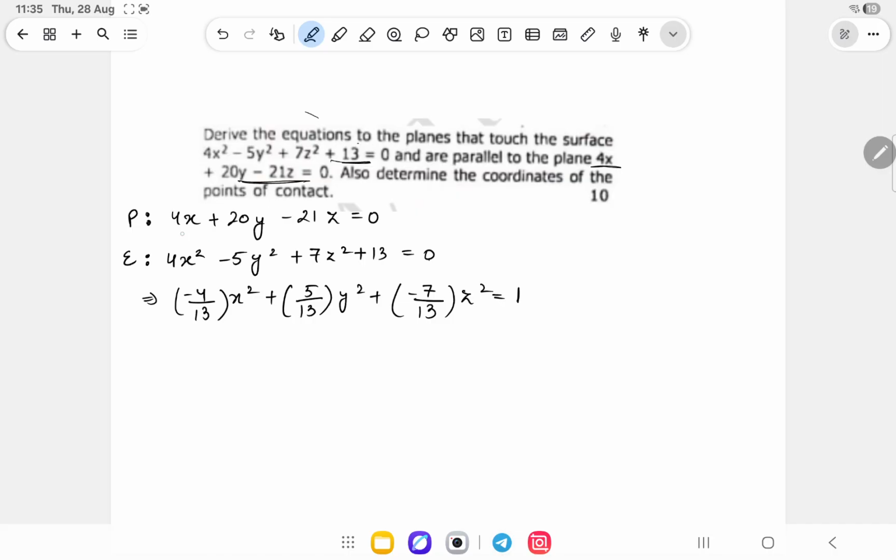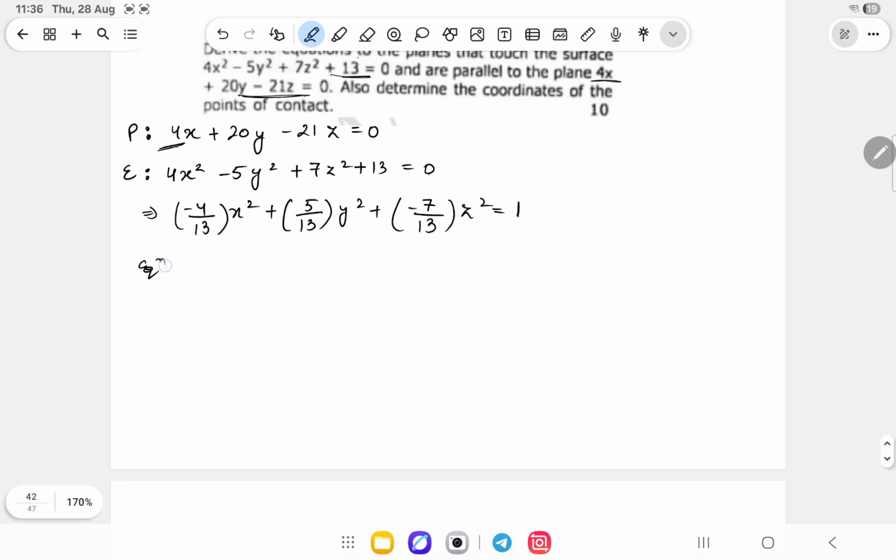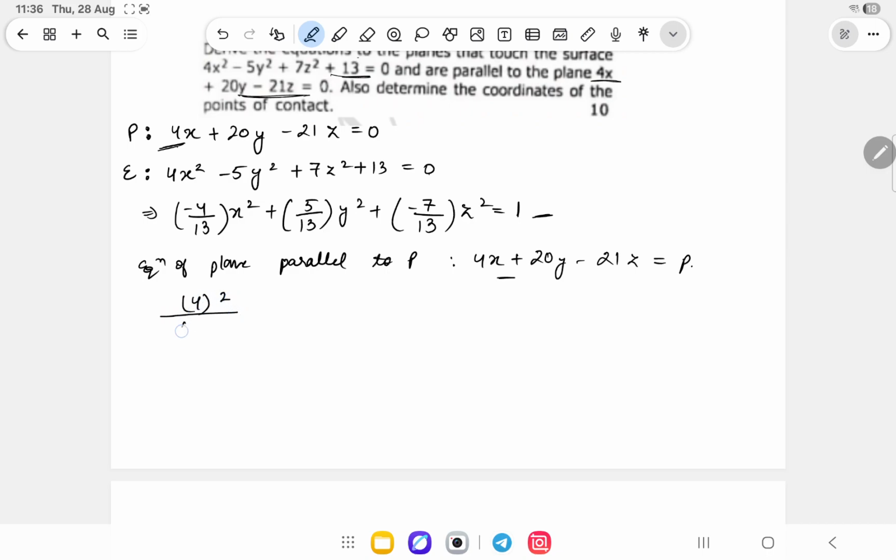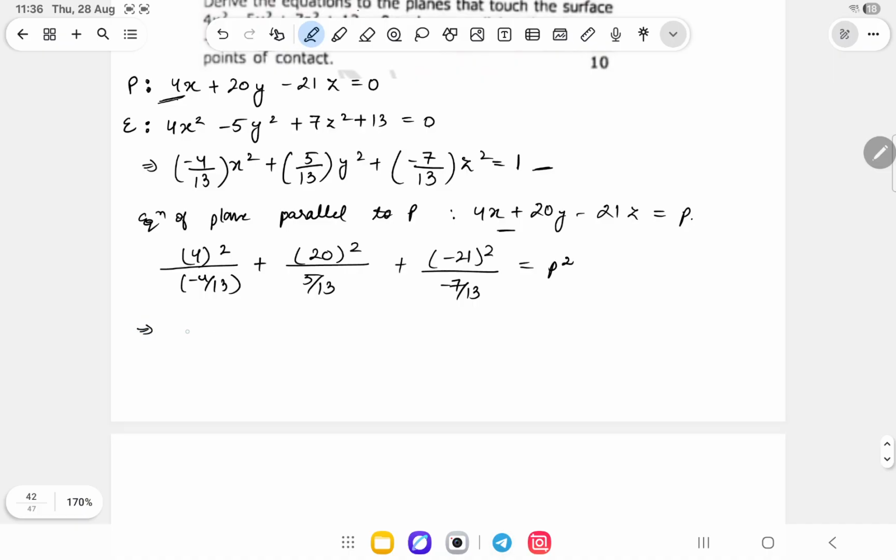So the question says that any plane parallel to this given plane is acting as a tangent to the ellipsoid. So the equation of the plane parallel to P will be 4x plus 20y minus 21z is equals to P, let's say. So this plane is acting as a tangent to this ellipsoid. So using the tangency condition, I'll get 4 square upon minus 4 by 13 plus 20 square upon 5 by 13 plus minus 21 square upon minus 7 by 13 is equals to P square.